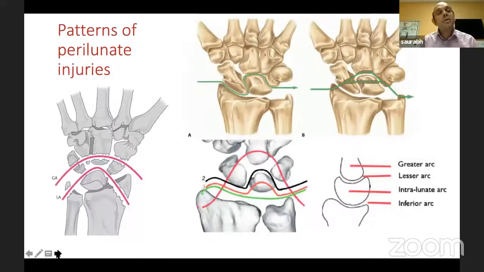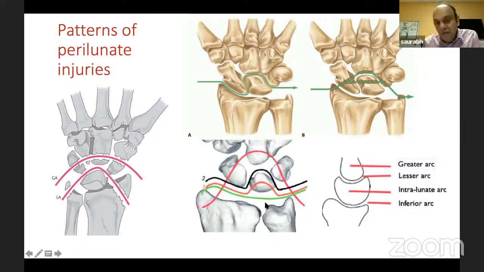So this slide is to summarize perilunate injuries. If I start from the top, forces start from the radial styloid and it can be a lesser arc injury. So it's taken off the scaphoid unit, gone through the joint, capitolunate, and taken off the lunotriquetral. So that's your lesser arc. The same force could have taken off the styloid, scaphoid, capitate, triquetrum and ulnar styloid. So it's a greater arc. The same force could have gone through the scaphoid and lunate, if you like, and then taken off the lunotriquetral.